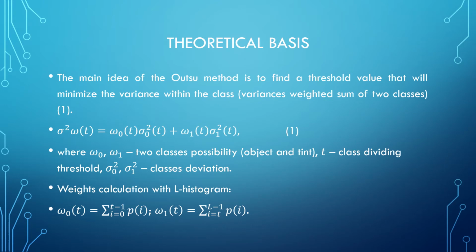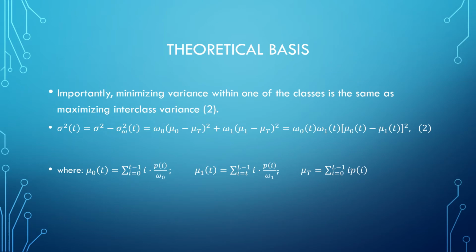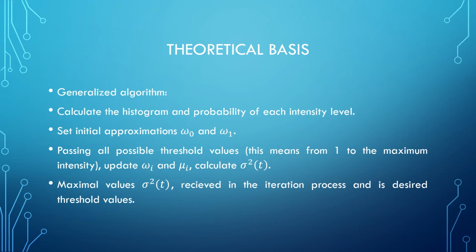The main idea of the Otsu method is to find a threshold value that will minimize the variance within the class. Importantly, minimizing variance within one of the classes is the same as maximizing interclass variance. Generalized algorithm. Calculate the histogram and probability of each intensity level. Set initial approximations. Pass all possible threshold values and find the maximal values.